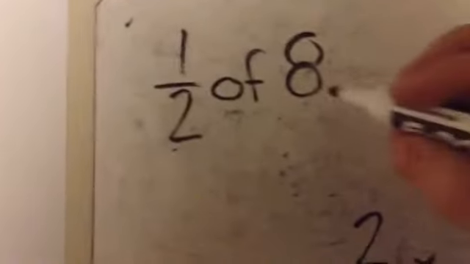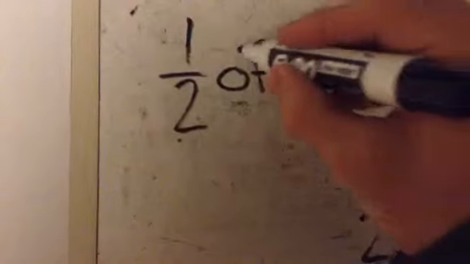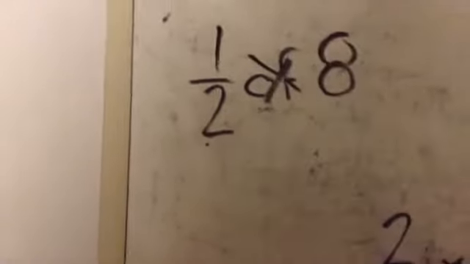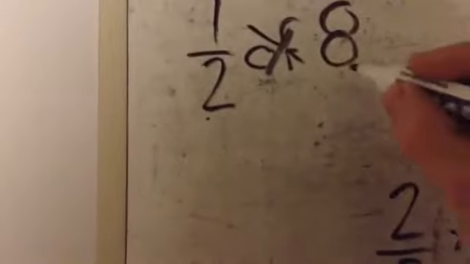The biggest thing is the word of, and I'm sorry because I'm trying to tape and do this at the same time. Of means to multiply. Rule number one for multiplying fractions is you want both numbers to be a fraction, so we put 8 over 1 to make it a fraction. And you could do this one of two ways.